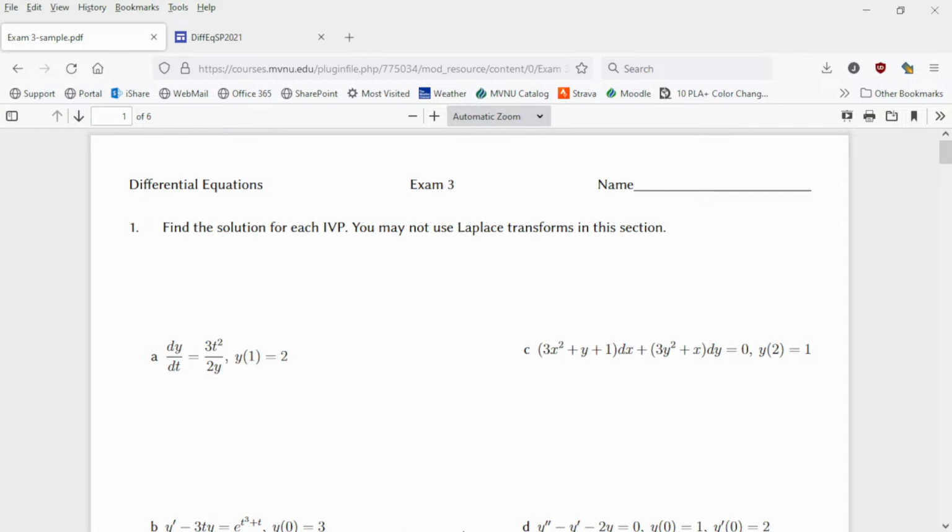Let me briefly go through the actual exam and tell you what's on it. It's basically similar to this. In fact, I took this as a template and then modified things, of course. At the front end, I have several initial value problems where I say don't use Laplace transforms. The reason is I want to see that you remember how to use separation of variables. That's this first one. This is an exact equation. Can you do it? I bet you can.